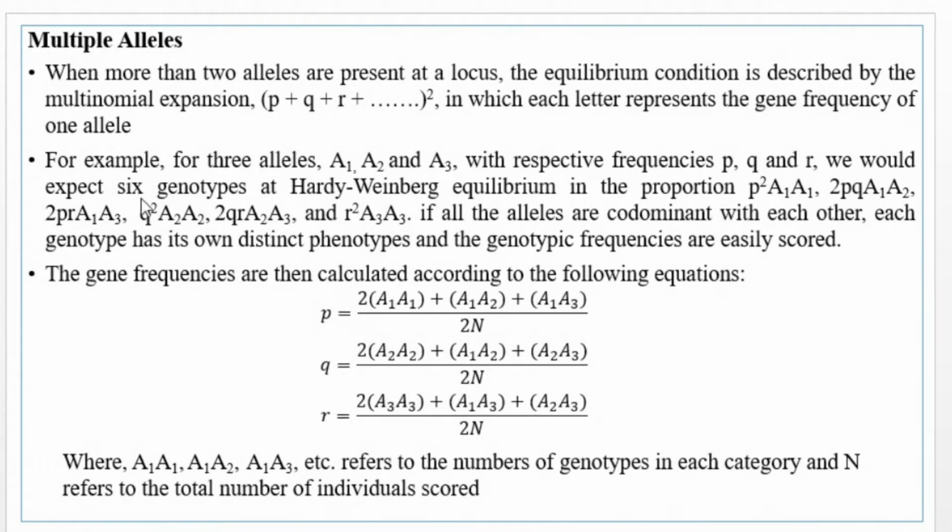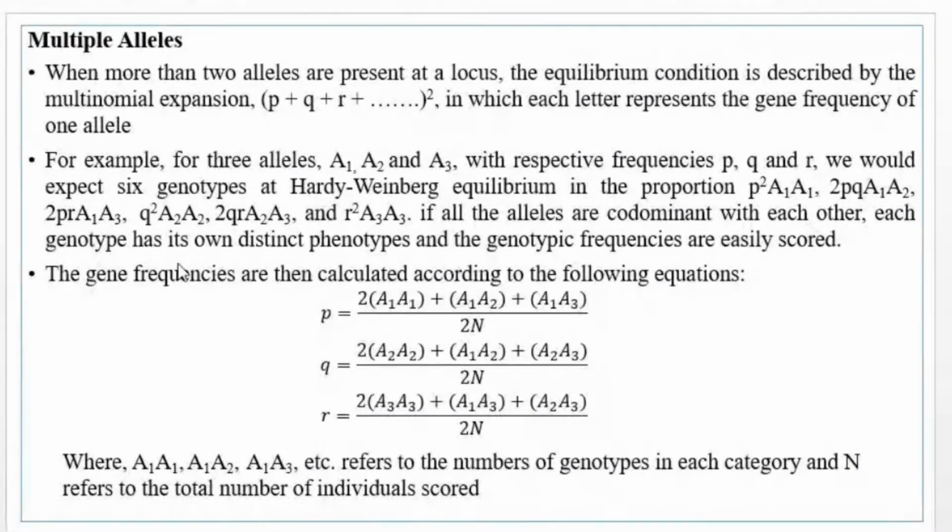For example, for 3 allele conditions with A1, A2 and A3 with respective frequencies p, q, r, we would expect 6 genotypes at Hardy-Weinberg equilibrium. When there are 2 alleles, there are 3 genotypes. When there are 3 alleles, 6 genotypes are expected under the Hardy-Weinberg law, in the proportion p squared A1A1, 2pq A1A2, 2pr A1A3, q squared A2A2, 2qr A2A3, and r squared A3A3.